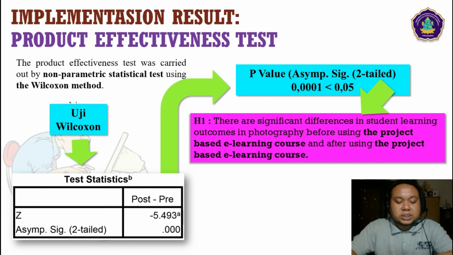So it can be said that there are significant differences in student learning outcome in photography before using the project-based e-learning course and after using the project-based e-learning course.